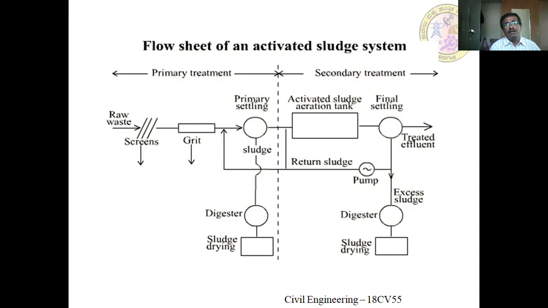In the secondary clarifier, the effluent coming from the activated sludge aeration tank reaches the final settling tank. In the final settling tank, it separates the wastewater from the activated sludge. The activated sludge has some amount of microorganisms as well as organic matter. To improve the efficiency of the activated sludge process and supply the required quantity of food to the microbial activity, we return the activated sludge to the aeration tank by pumping.